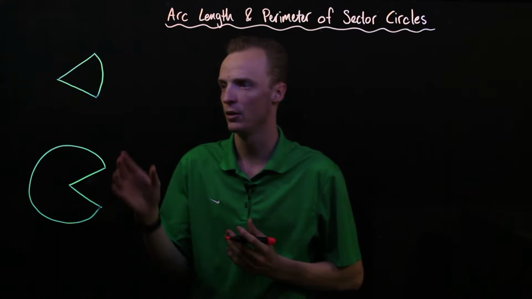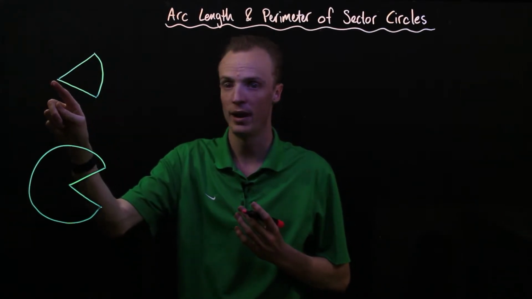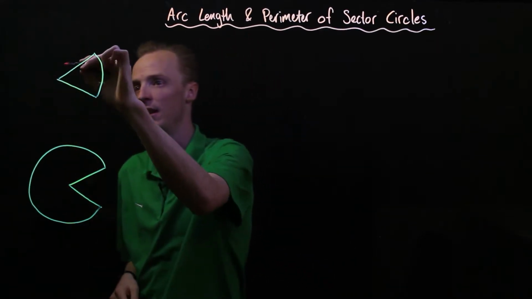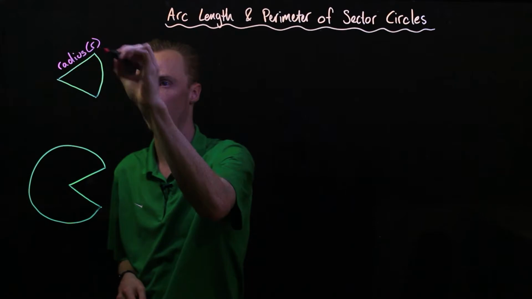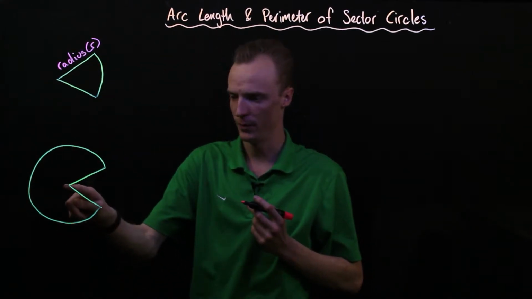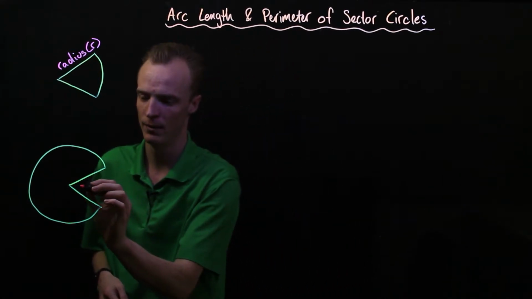So the radius length of this sector circle, assuming that that point there is the dead middle of the circle, will be this side length just in here. And for the Pac-Man style, the radius will be from the center point of the circle to the outside, so this side length just here.